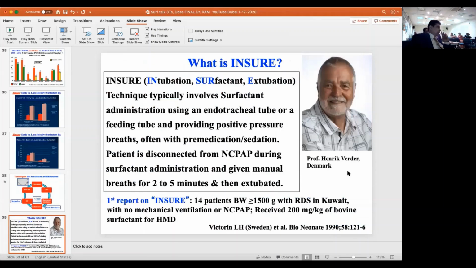INSURE was introduced by Professor Berger, and this is basically a technique that involves administration through an endotracheal tube or a feeding tube, but providing positive pressure ventilation after surfactant therapy, and you can extubate the baby within 2 to 5 minutes. Problem: many of the centers, after INSURE, do not extubate the babies after giving it.